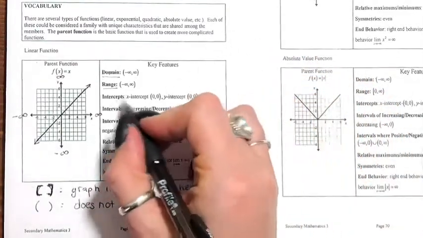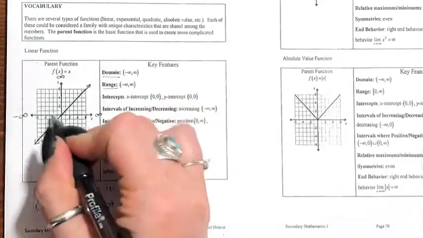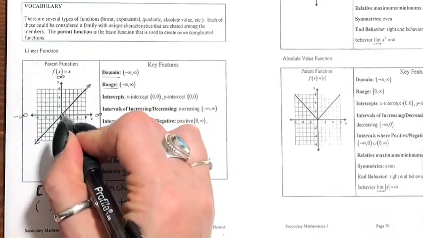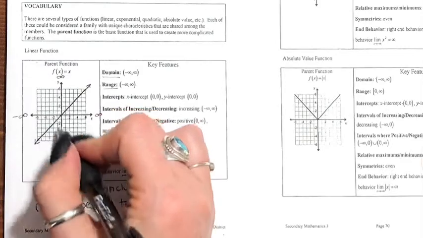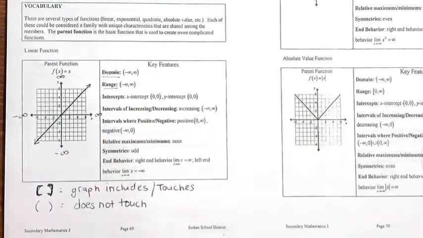We'll also talk about intercepts. These should hopefully be familiar to you. X-intercepts are where we cross the x-axis, so we see we're crossing at 0. Y-intercepts are the same idea, just where do you cross the y-axis? It's also crossing at 0.